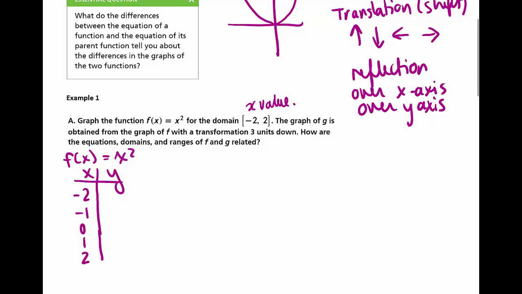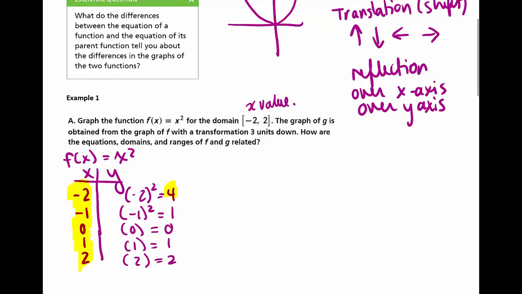How do I find the y values? Well, I simply take the -2, and we plug it into our formula. So we have -2 squared, which is going to give us 4, -1 squared, 0 squared, 1 squared, and +2 squared. And then we can make the coordinates of that. I'm just going to highlight the coordinates. So the x value of the coordinate and the corresponding y value of the coordinate.